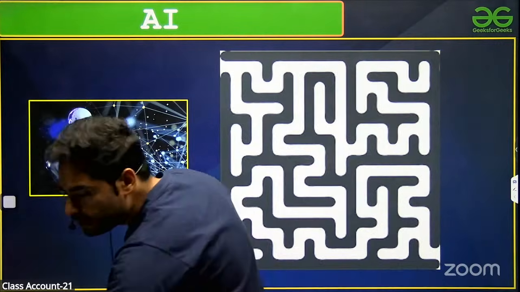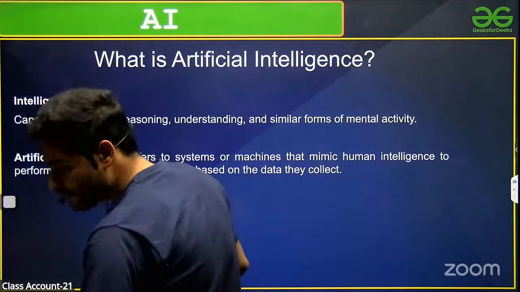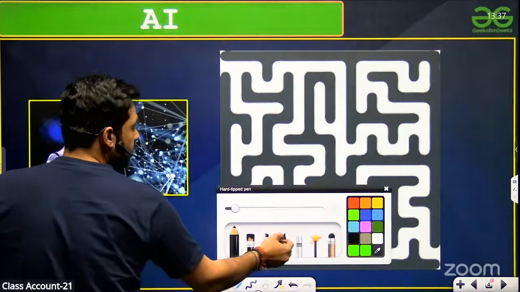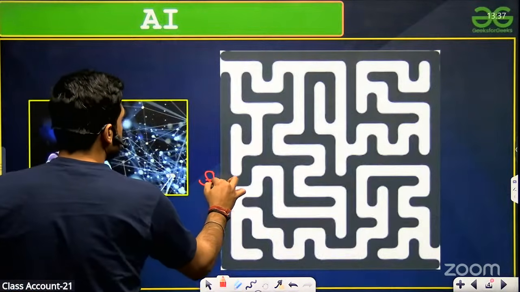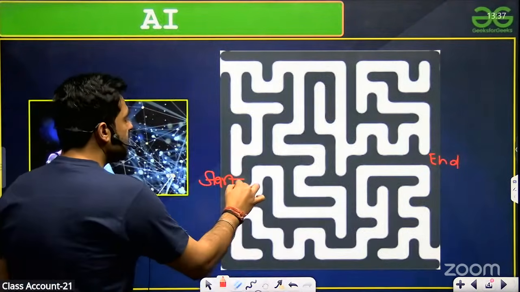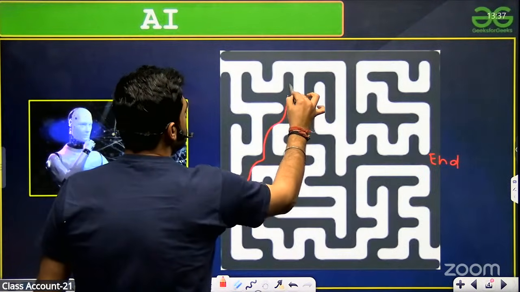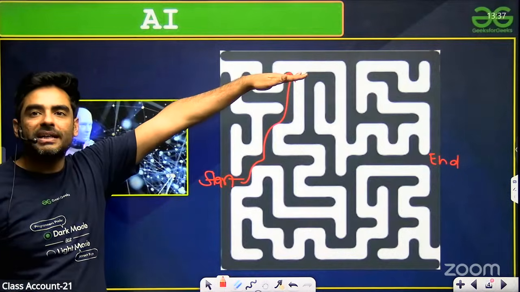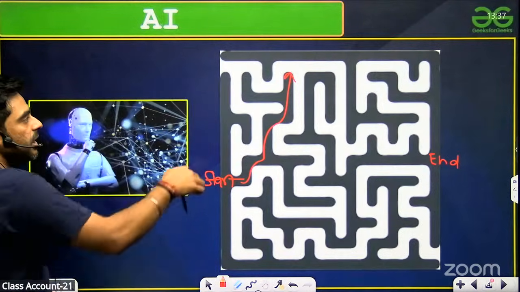For example, say that I started from here. Okay, for example, this is the start point, and this is the end point. अब मैं क्या करूंगा? I'll start from here. I would get a dead end here. Okay, तो अब मैं क्या करूंगा? I would be coming back.